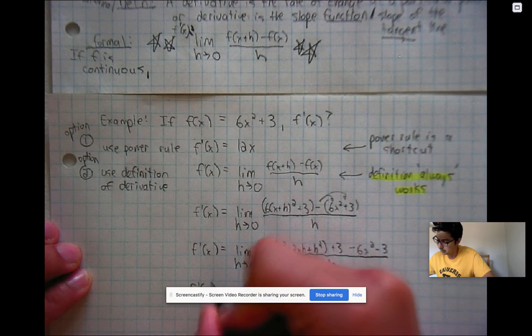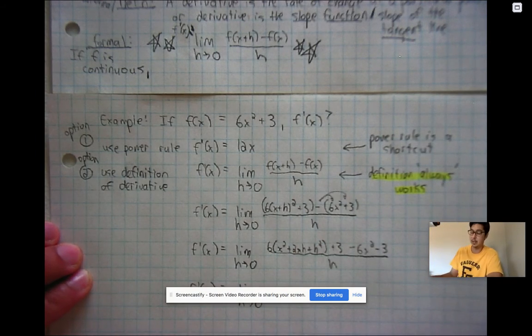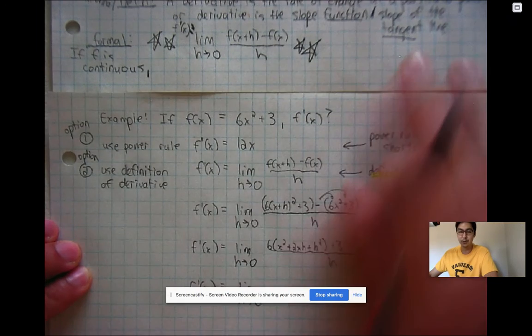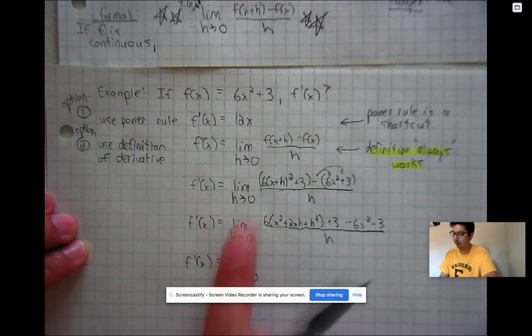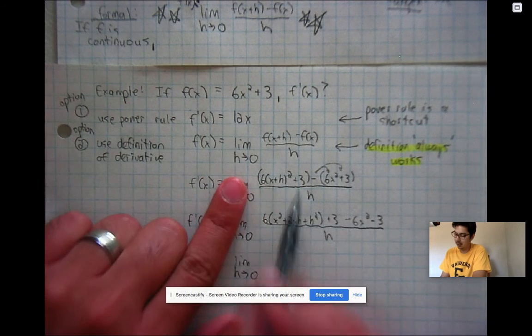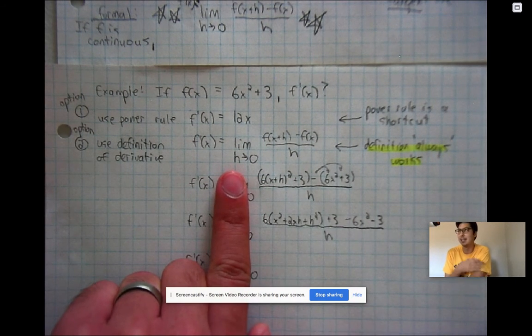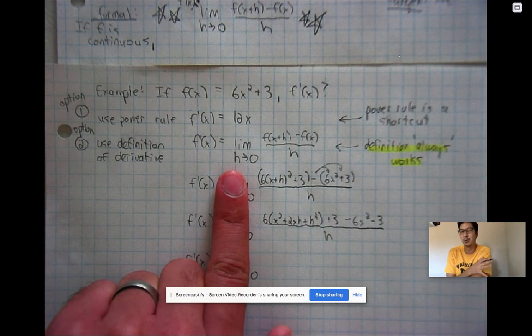F prime of x is equal to the limit as h approaches 0. Now, keep in mind, I'm writing the limit as h approaches 0 every time. You need to do that. If you don't write the limit as h approaches 0 at any given moment, say you just write f prime of x is this, and you just keep going along these steps, you will get docked on the AP exam if you choose to take it, because at that point, you're writing a statement that's not true, right?